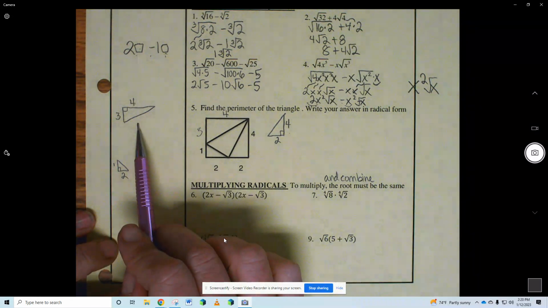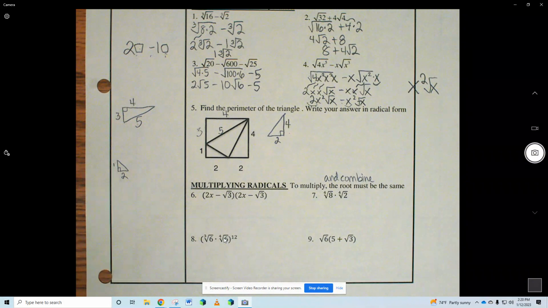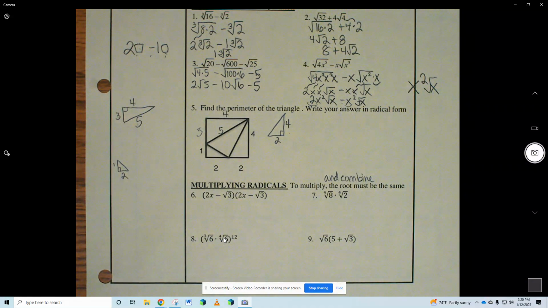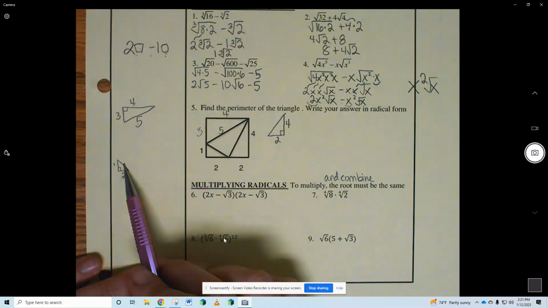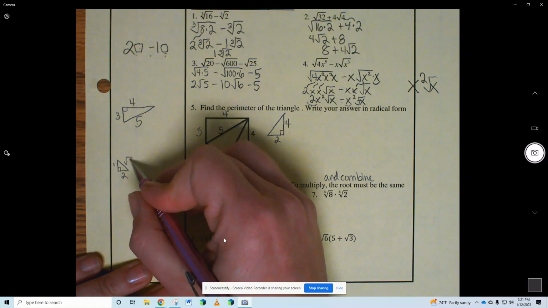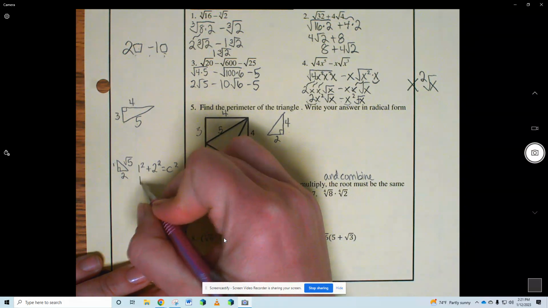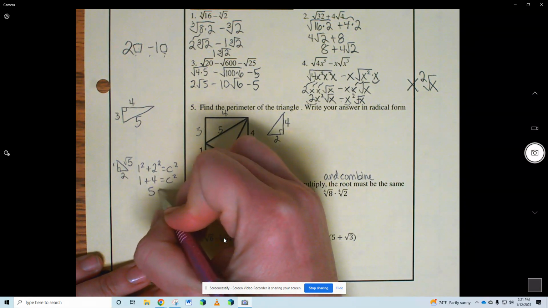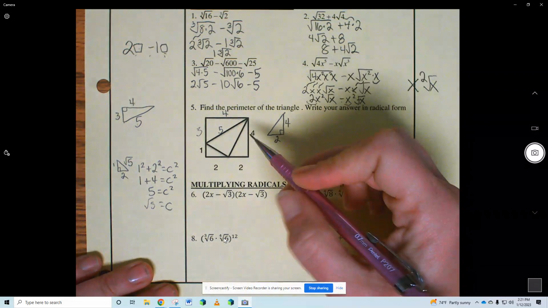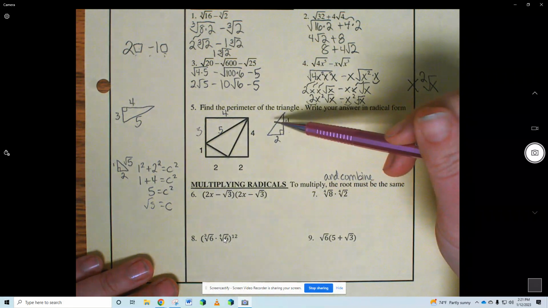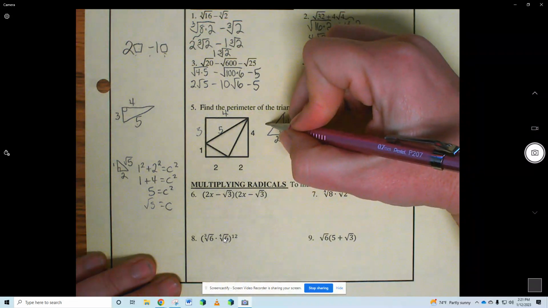3, 4, what? 5. So I'm going to make this 5 right here. Tables 4, 5, 6. 1, 2, and what's the hypotenuse? Rad 5. 1 squared plus 2 squared equals c squared. 1 plus 4 equals c squared. C, remember this? Table 7, 8, 9. 2, 4, and what? Don't answer every question. Okay. 2 rad 5.